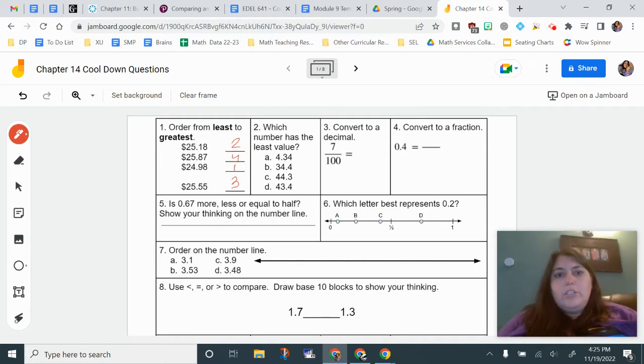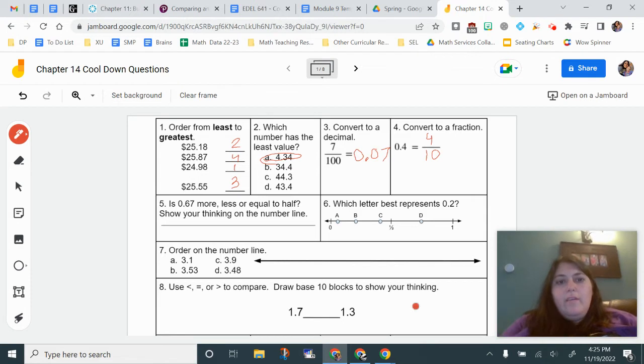Number 2, which number has the least value? Looking at our whole number gets us that one done. So that's A. And then number 3, converting to a decimal, 7/100ths. You're going to have a 0, a decimal point, 0/10ths, and 7/100ths, like that. Number 4, convert to a fraction, that is 4/10. So just like you would say it, you're going to write it 4/10.